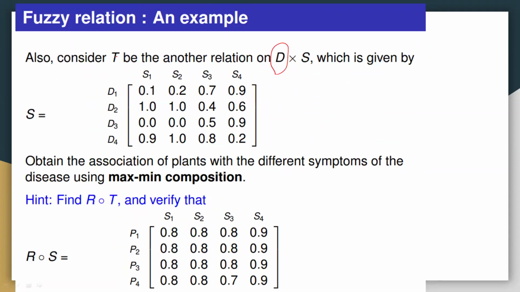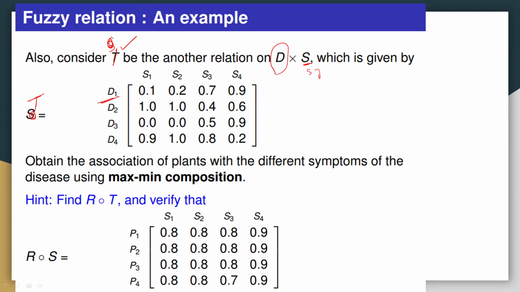Now let T be another relation, because we already have a set named S, I think it's better to name it T. So let us put a T here. Now let T be another relation on D cross S. What is S? S is the symptoms, right?